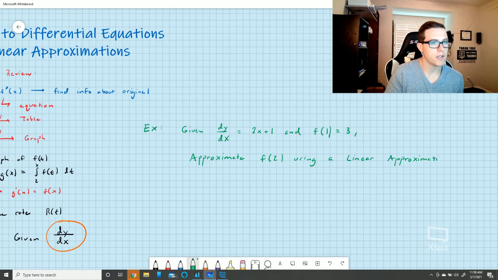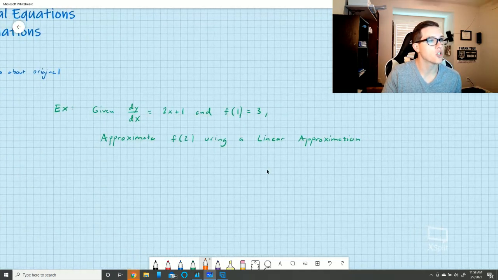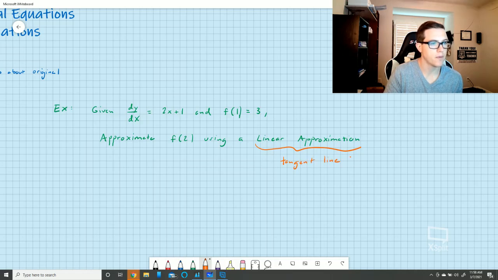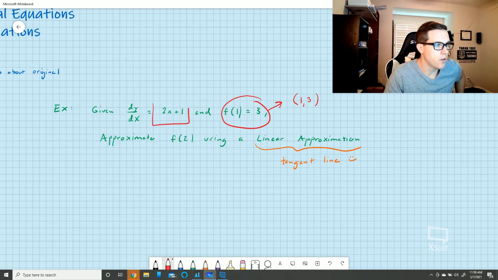Now, that sounds intense, but really, it's something we've done before. Linear means a straight line. Approximation means you're not going to find the exact value. So a linear approximation just means a tangent line. Use a tangent line. We've done this before, so this is good, because if you're like, what's a tangent line again? Great, we need to go back and review it. So you're making a tangent line at this coordinate. So here's your point. So your point is 1, 3, and here's your slope. And we're going to make a tangent line and then approximate.